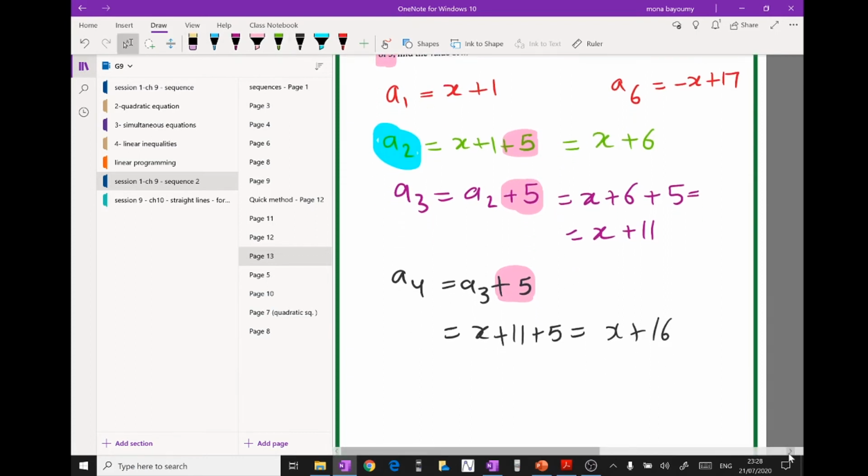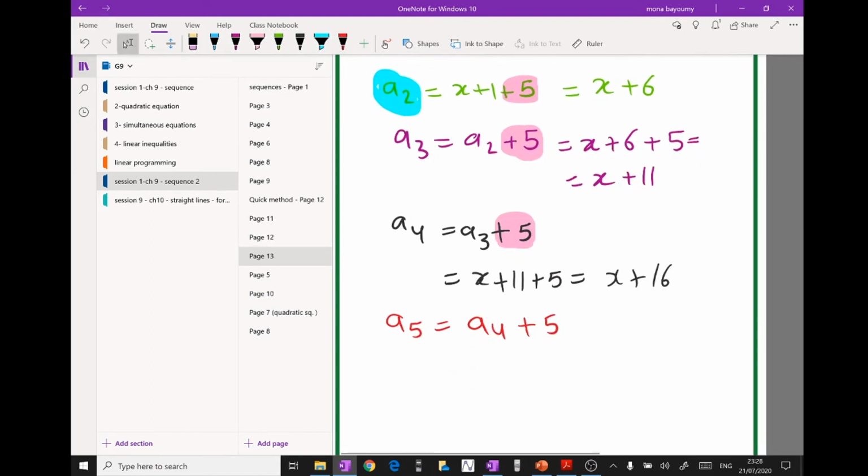To find the fifth term, it is equal to A4 plus 5. A4 is equal to x plus 16. Again, I will add 5 to it, okay? And find the answer. It is x plus 21.